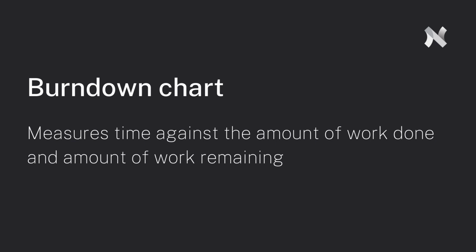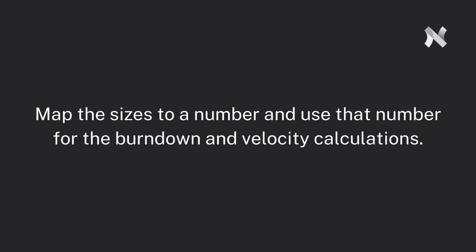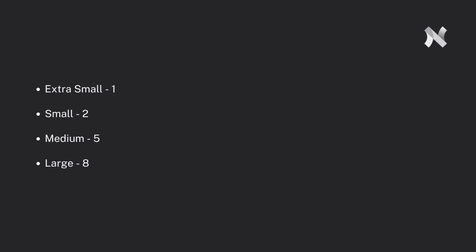Now is a good time to mention what to do if your team is using t-shirt sizes rather than story points. In that case, simply map the sizes to a number and use that number for the burndown and velocity calculations. For example, maybe an extra small is 1 point, a small is 2 points, a medium is 5, a large is 8, and so on.